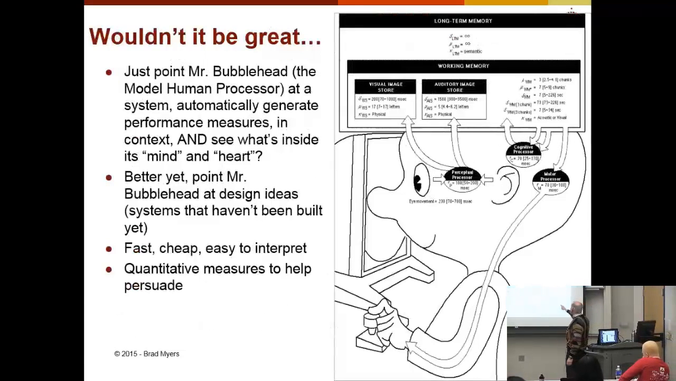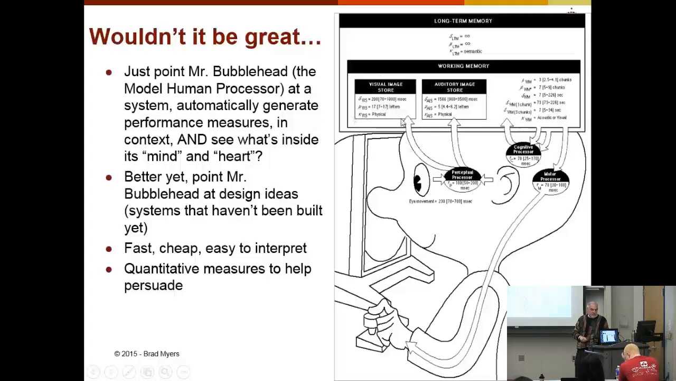This is from a textbook dated in the 90s. They called it Mr. Bubblehead because they put all this stuff in his head. And these are the numbers that come out of cognitive psychology and physical psychology to calculate how long it takes you to move.